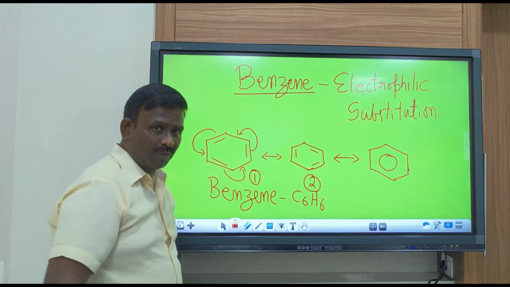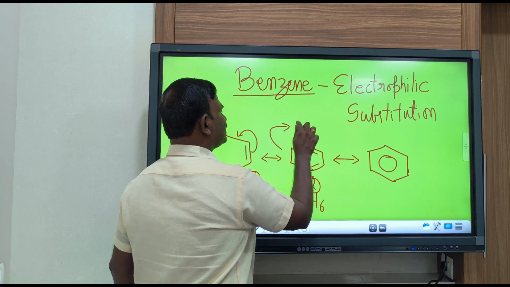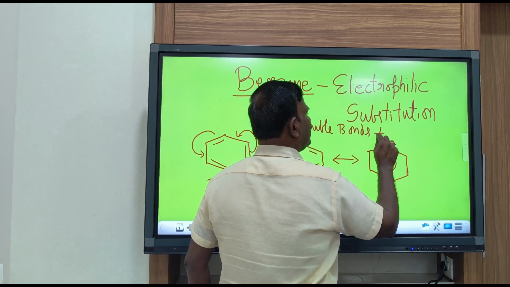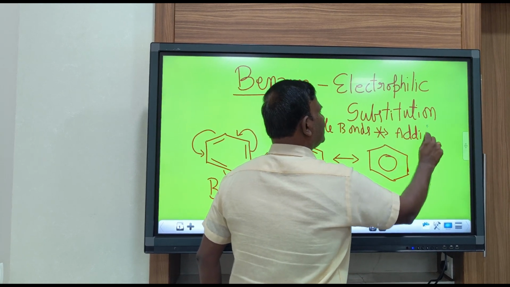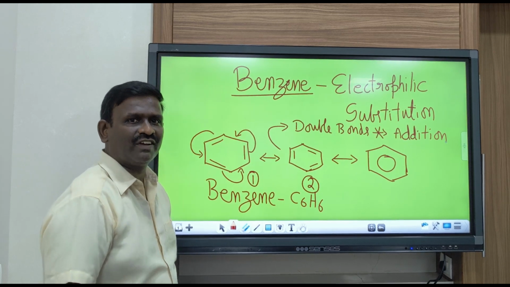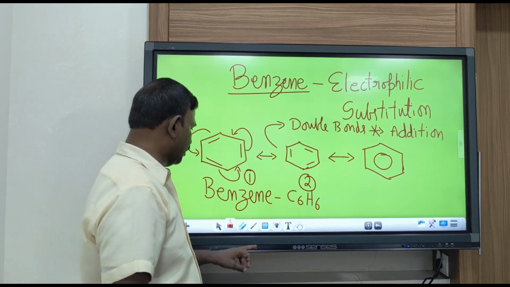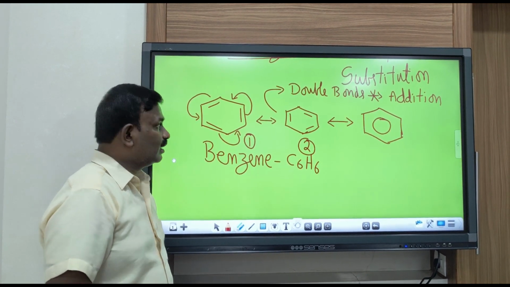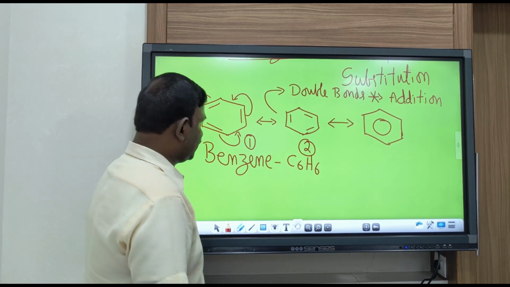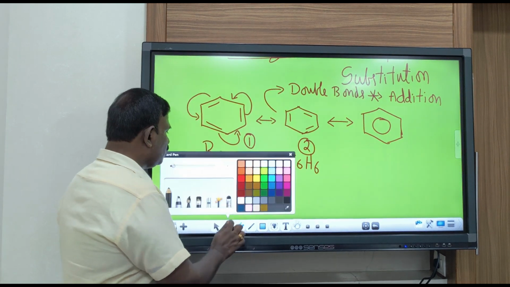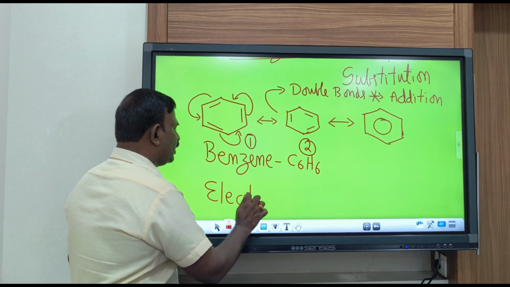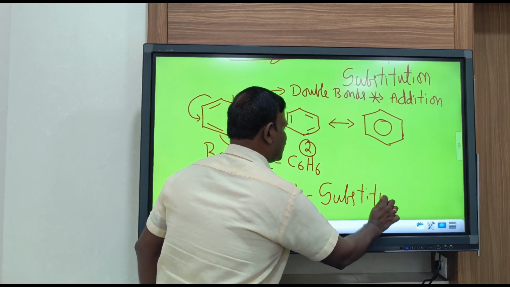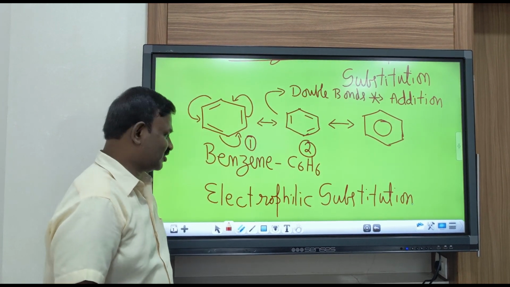Benzene, though it has double bonds, does not undergo addition reaction. Addition reaction is the characteristic reaction of an alkene, a compound containing the double bond. But benzene does not undergo electrophilic addition reaction. Instead, it undergoes electrophilic substitution reaction. Today's subject of discussion is the electrophilic substitution reaction of benzene.